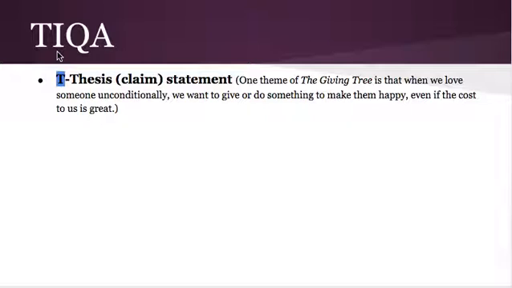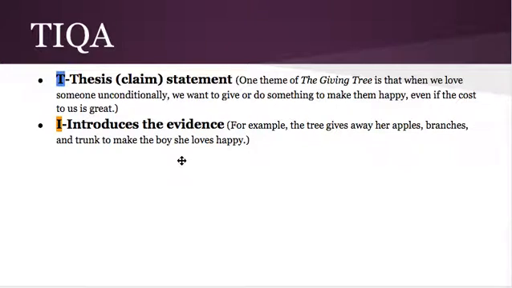Now the I stands for introduce the evidence. Basically, we want to give the reader a little bit of context of what's going on in the story before we give them the evidence. So this is what that would look like. I introduce the evidence. For example, the tree gives away her apples, branches, and trunk to make the boy she loves happy. The reader needs to know that context before they can appreciate the evidence, which is going to come next, right? So it's just giving the reader a little bit of information about the book so that when we give them the quote, it makes sense.